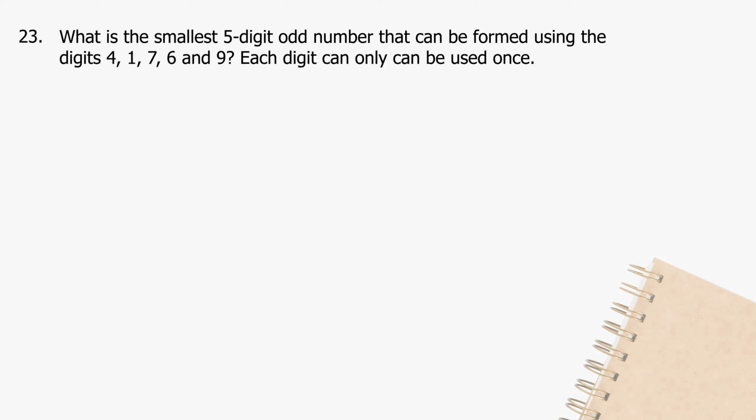Question 23. What is the smallest 5-digit odd number that can be formed using the digits 4, 1, 7, 6, and 9? Each digit can be used once.